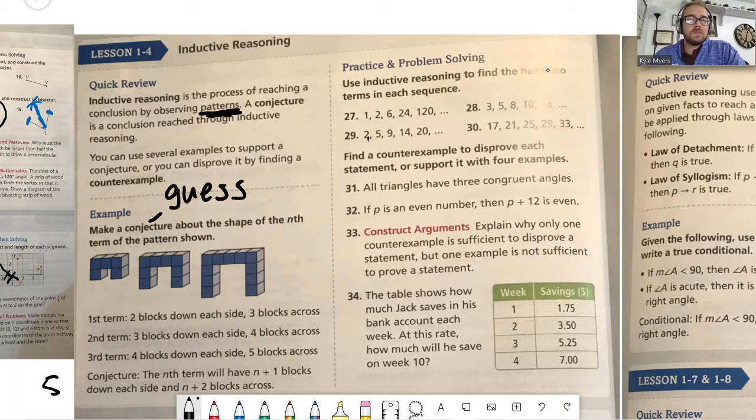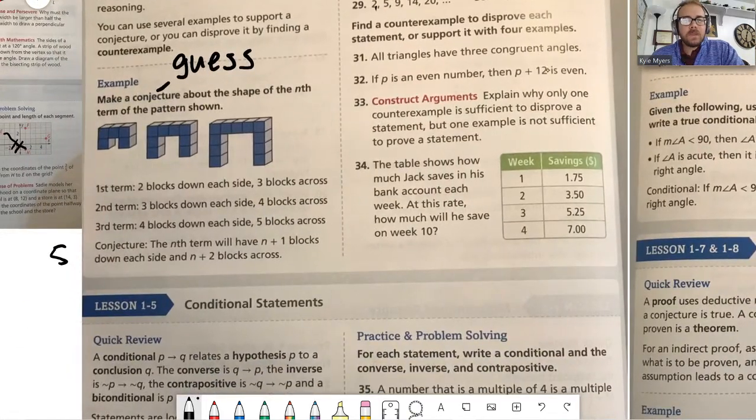So you only need one counterexample. But one example is not enough. Something like that, okay? 34, the table shows how much Jack saves in his bank account each week.